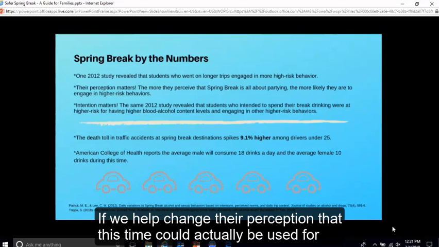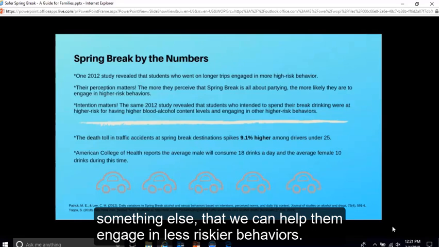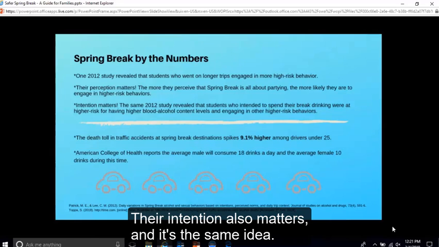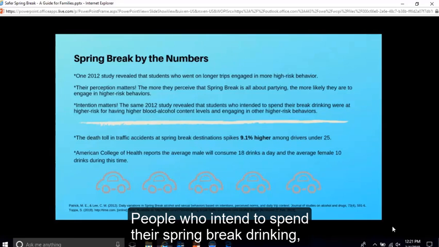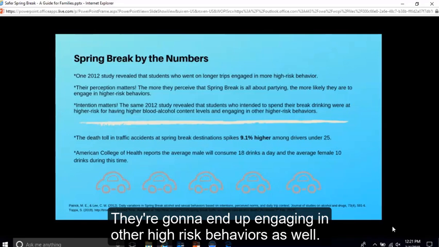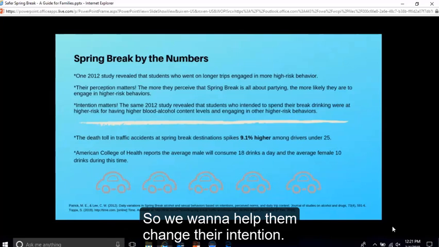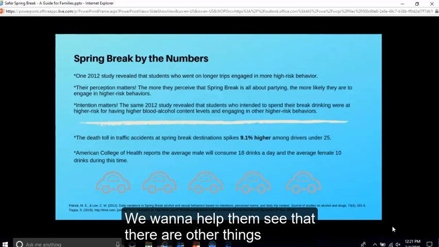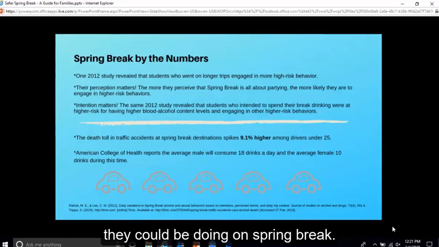If we help change their perception that this time could actually be used for something else, then we can help them engage in less risky behaviors. Their intention also matters, and it's the same idea. People who intend to spend their spring break drinking are going to have higher blood alcohol content levels. They're going to end up engaging in other high-risk behaviors as well. So we want to help them change their intention. We want to help them see that there are other things they could be doing on spring break.